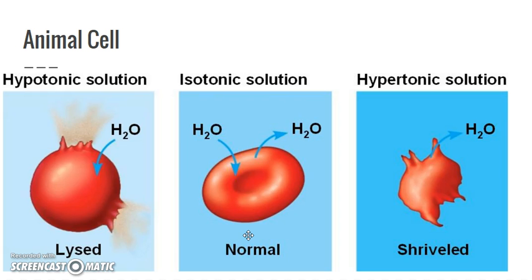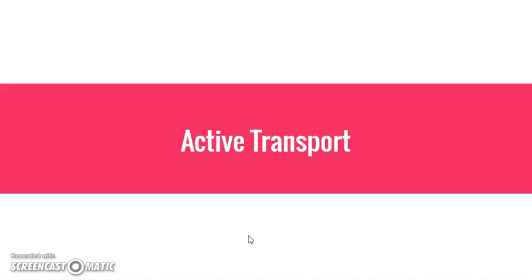Now, as opposed to that, the animal cell loves the isotonic environment. It wants to be in the isotonic environment. The hypotonic environment for the animal cell, since it does not have a cell wall, is going to blow it up. It's going to lyse. So it's actually going to hurt the animal. And the hypertonic is going to do the same thing. It's going to shrivel up.